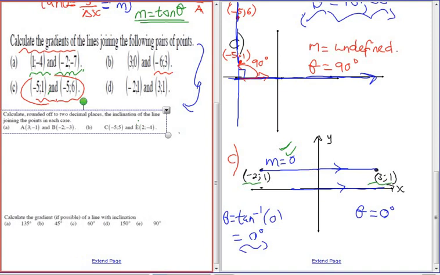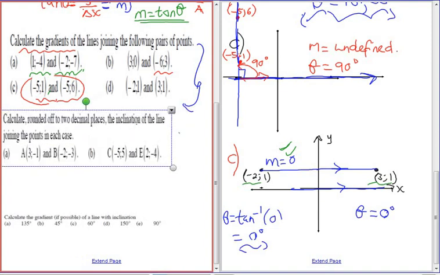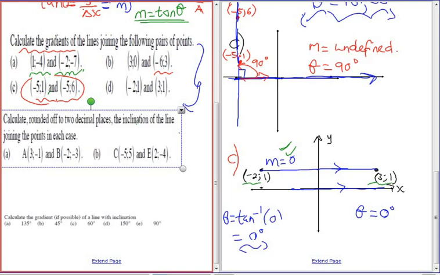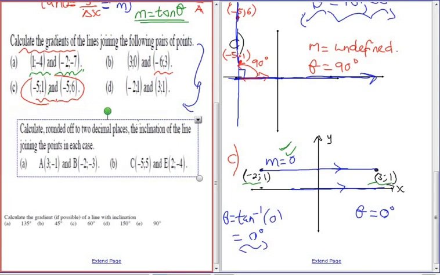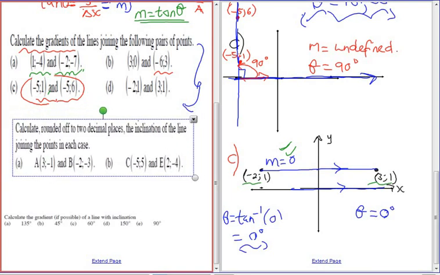Is this the one that I want? Let me make sure that you can see it so well. I hope you can see it. It says calculate, rounded off to 2 decimal places, the inclination of the line joining the points that are given. So do it quickly and then look at the solutions that I am putting up now.